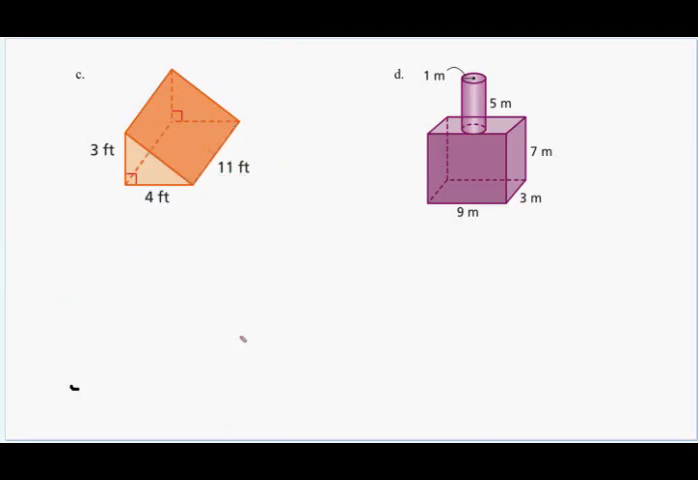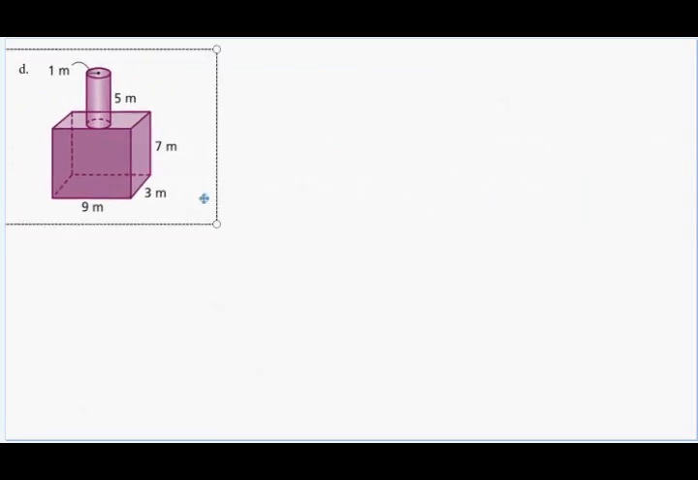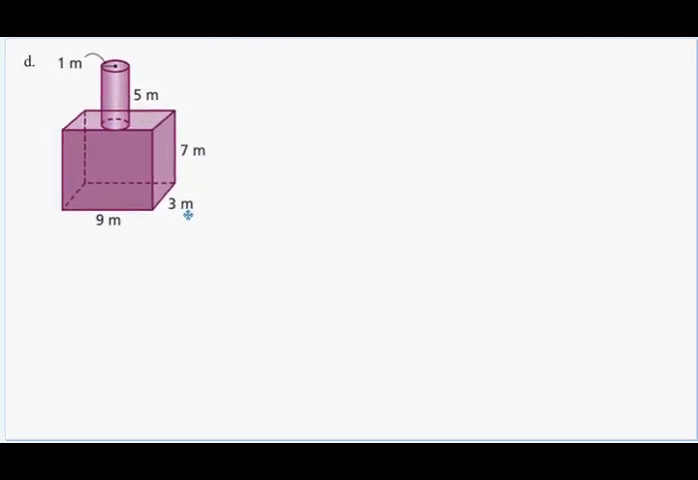All right. The last one here looks a little intimidating, but it's actually not too bad. So let's just concentrate on the rectangular prism. So we're going to have 2 rectangles for the front and back. We're going to have 2 rectangles for the left side and the right side. And we're going to have 2 rectangles for the top and the bottom. And now we've got a cylinder sitting on top.